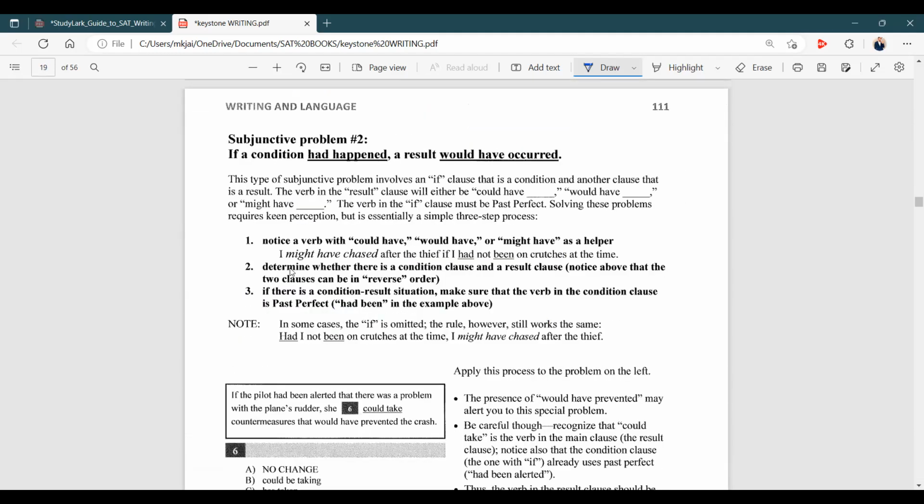That's another one. Okay, let's have a look at the sentence. I might have chased after the thief if I hadn't been on crutches at that time. What does it look like? Did this happen? No, opposite. Okay, that's exactly opposite of what happened in the past. Okay, he did chase the thief? Of course not. Okay, so the person is trying to imagine exactly the opposite of what happened.